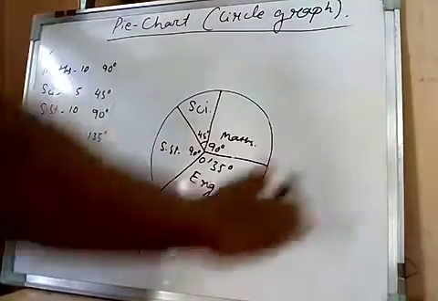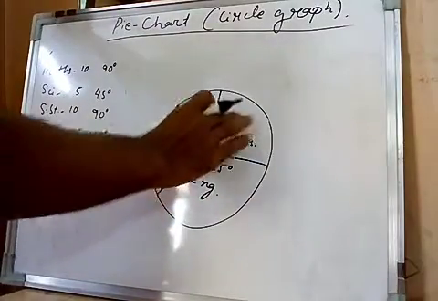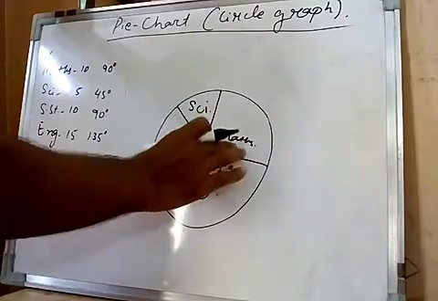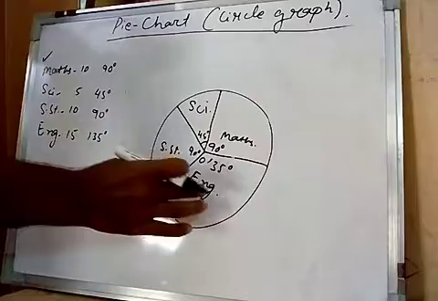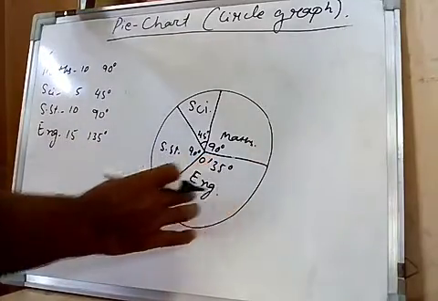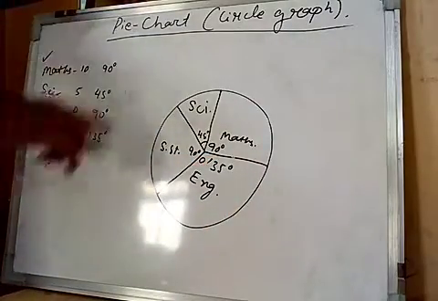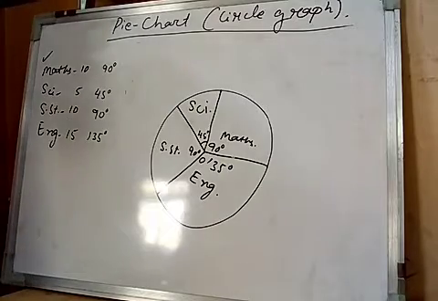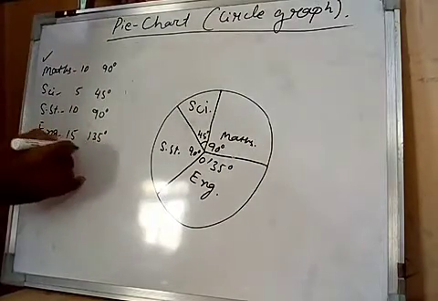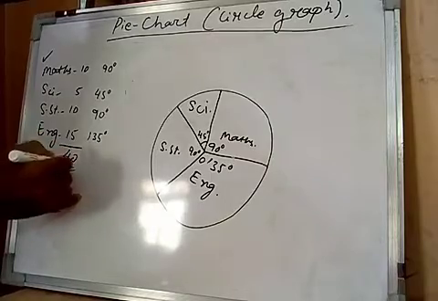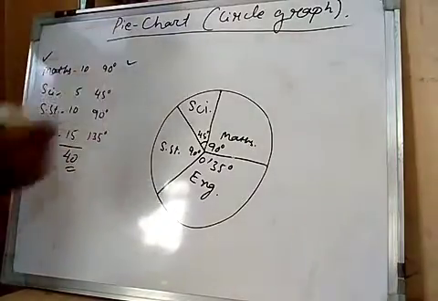So this complete circle is covered by 4 subjects, 1, 2, 3, 4. 90 degrees for maths, 45 degrees for science, 90 degrees for social study, and 135 degrees for English. So this is the presentation of a pie chart, right? The first work is to find the total number of students. Then we have to find the angle made by each subject.